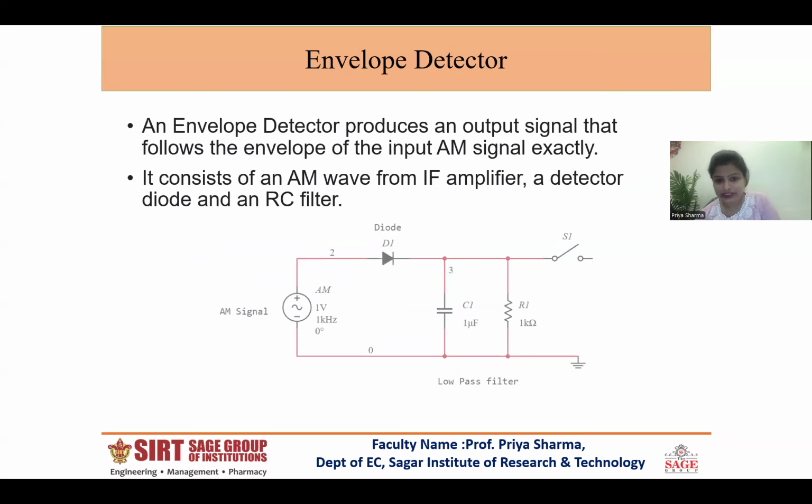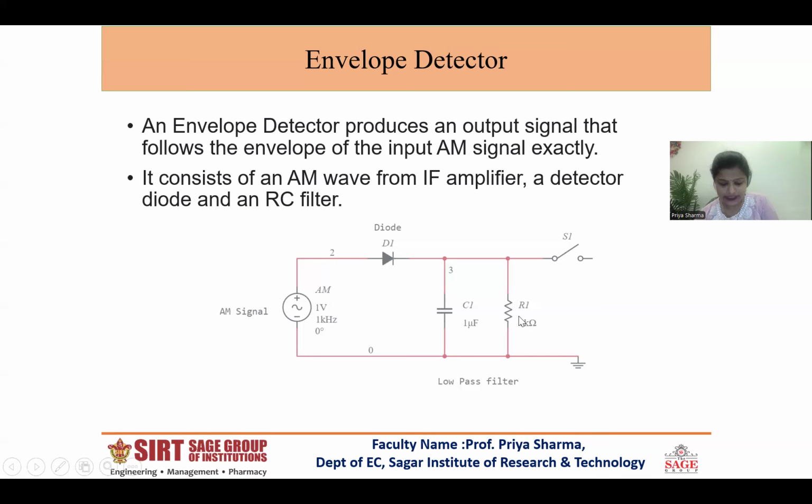Then coming to the envelope detector, this is very important, students, from the exam point of view. An envelope detector produces an output signal that follows the envelope of an input AM signal exactly. The name has been taken from the message signal, from the modulation. That is the envelope. The message signal in the modulated wave is known as the envelope. It consists of an AM wave from the IF amplifier, a detector diode, and an RC filter.